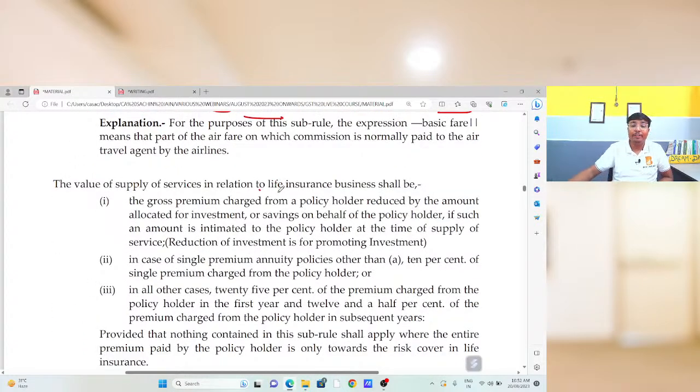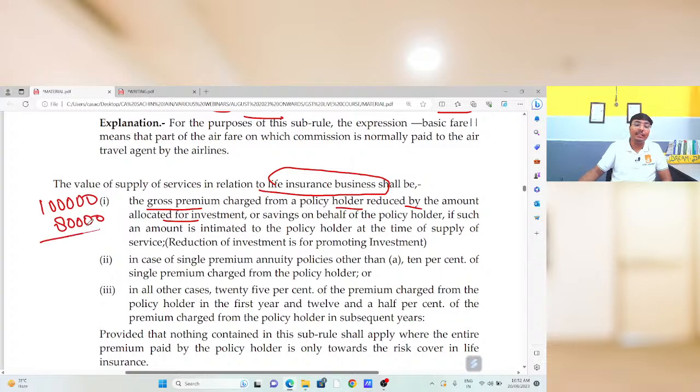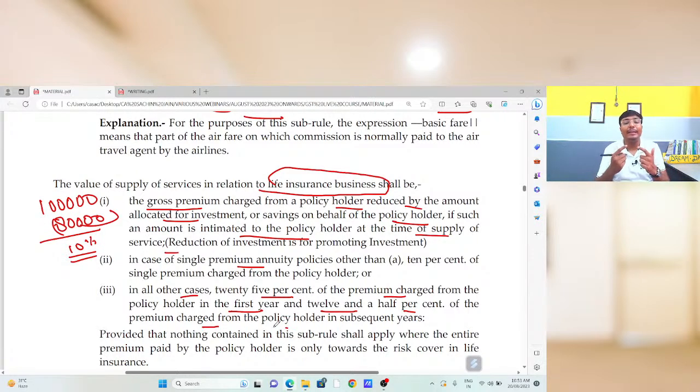Value of supply in relation to life insurance business. In case of life insurance business, the gross premium charged from the policy holder is reduced by the amount allocated for the investment. Suppose the charge is 1 lakh rupees for the insurance policy, and from that 80,000 is the investment part or saving on behalf of the policy holder, and such amount is intimated to the policy holder at the time of supply of service. In that case, if the policy is a single premium annuity, 10% of that particular balance amount, and in all other cases 25% of the premium charged from the policy holder in the first year, and 12.5% of the premium charged for the subsequent years.